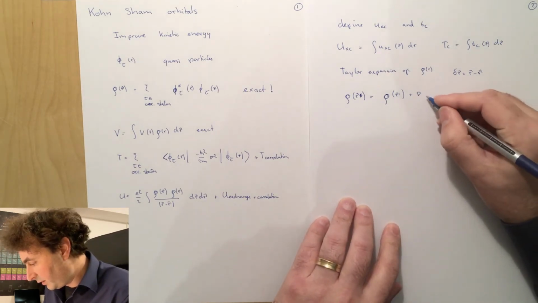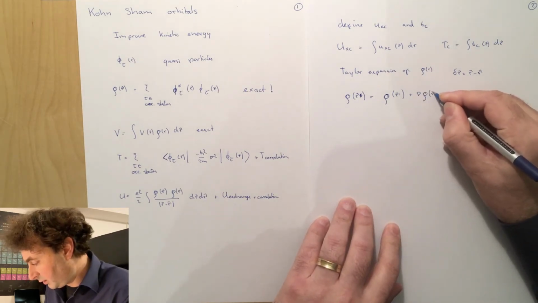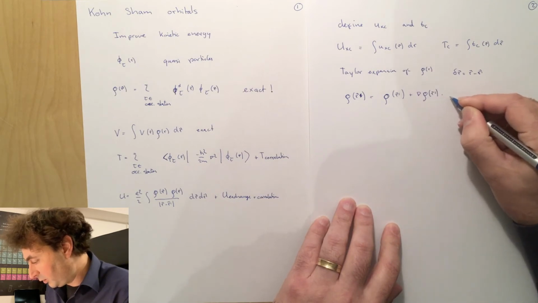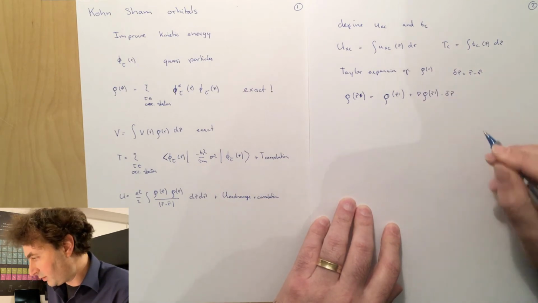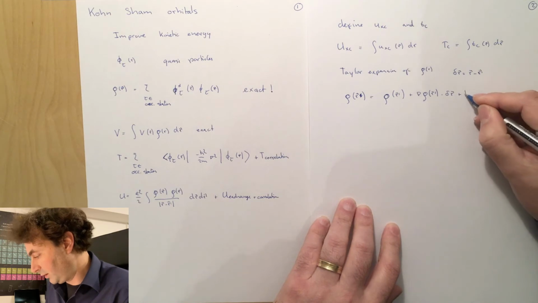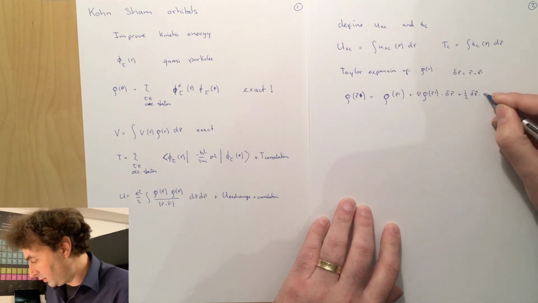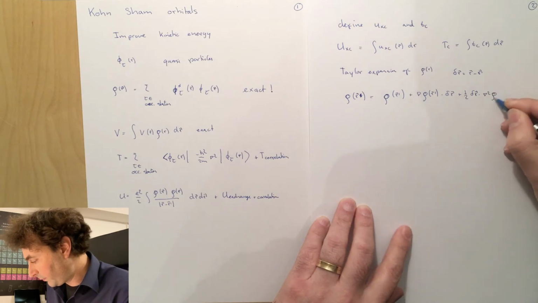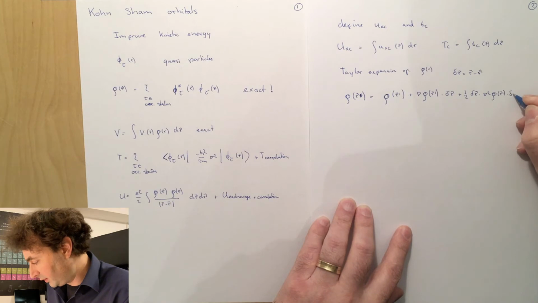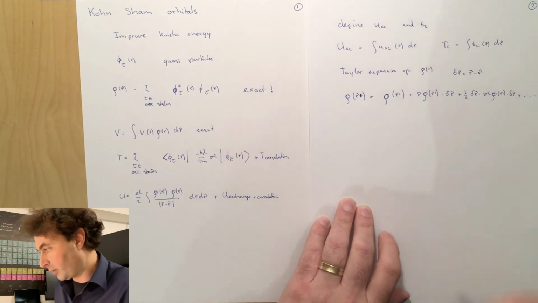So it is the gradient of the density at r prime dot the distance, plus the second order term, a half delta r dot gradient squared of rho of r prime dot delta r, plus then third order terms.